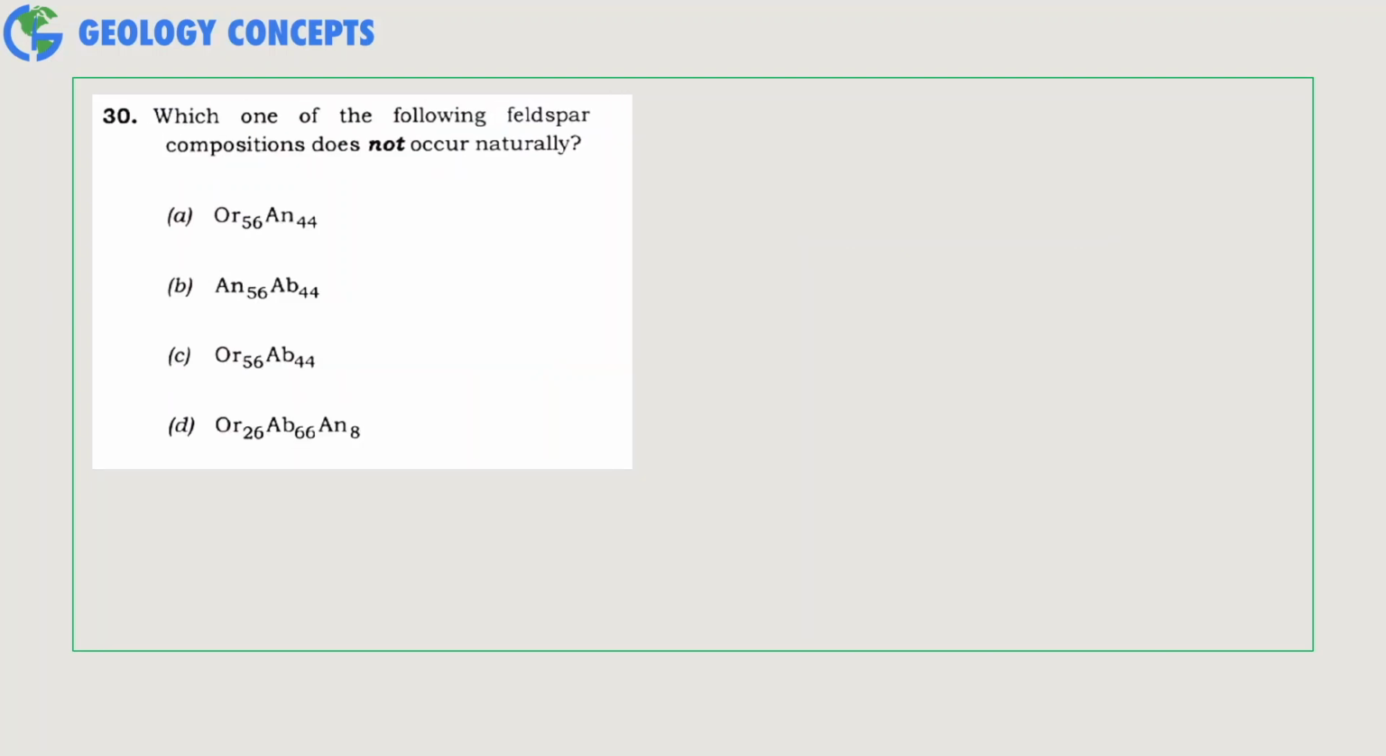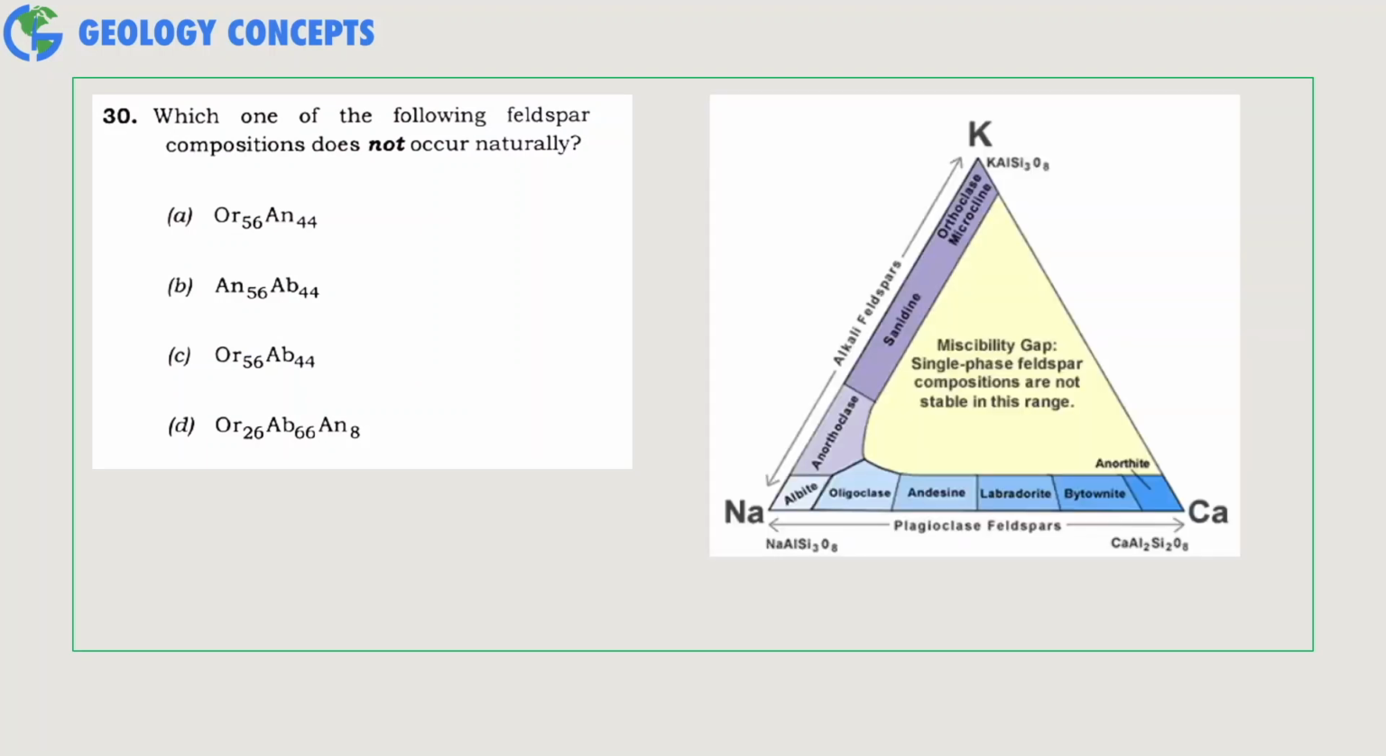Which one of the following feldspar compositions does not occur naturally? As you can see from the triangular composition plot for feldspar, there is a miscibility gap between anorthite and K-feldspar or orthoclase. Hence, compositions intermediate between these two end members do not occur in a natural setting. Hence, option A will be the correct answer.